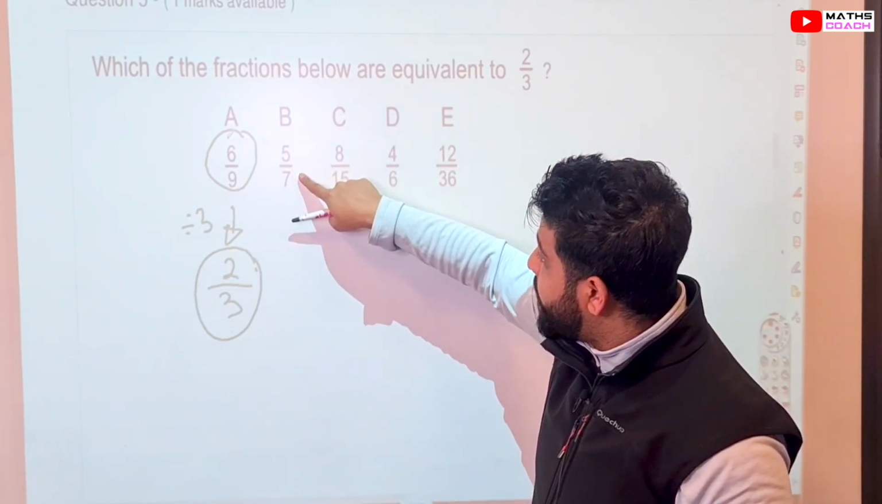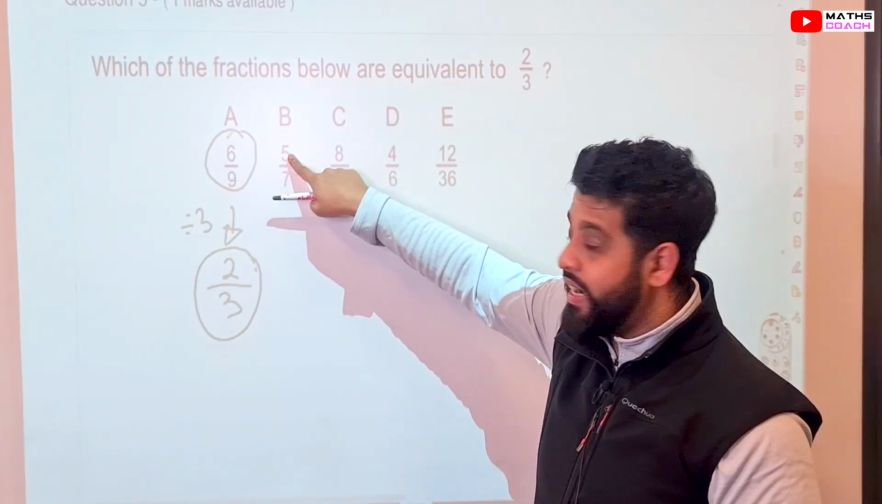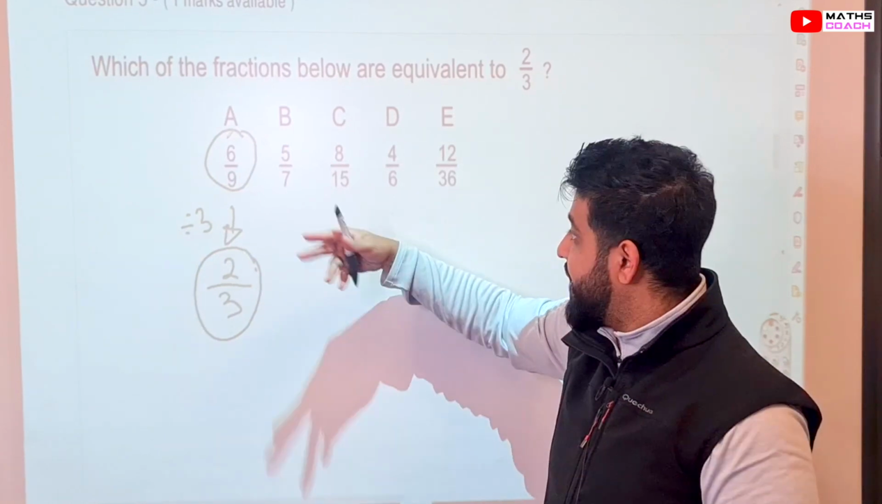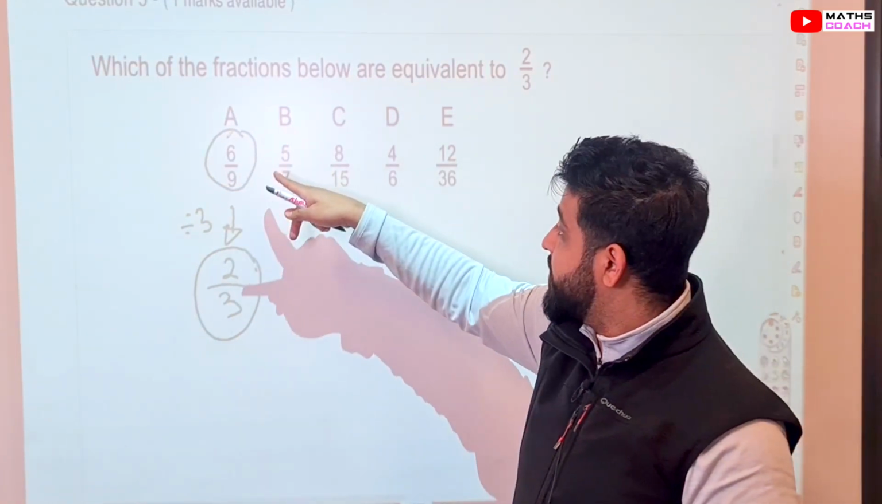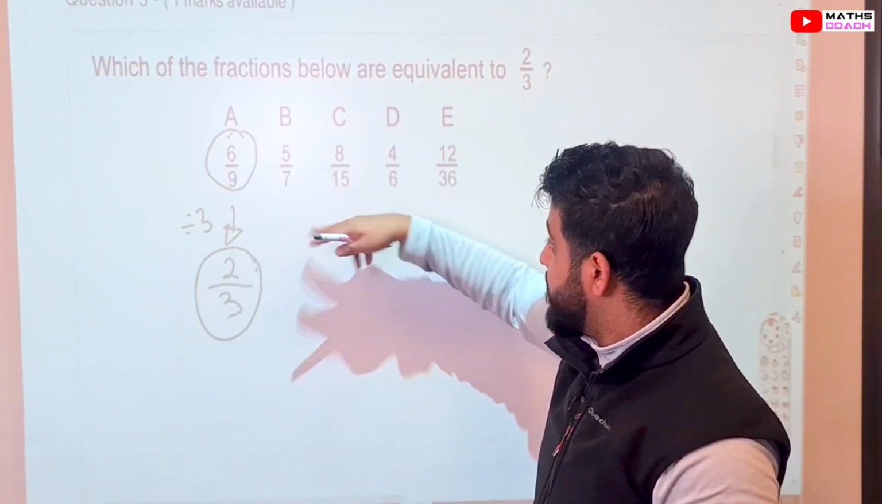If we look at the next one, 5 over 7, we can't simplify 5 and 7. We can't cancel down. There is no number that both of them divide by, okay? So that one we leave.